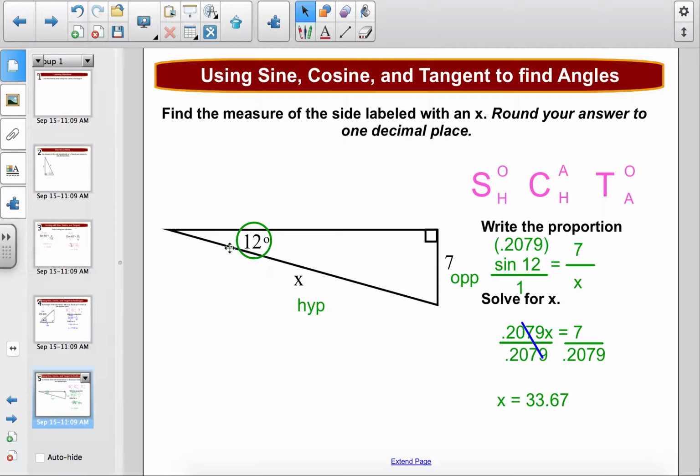So again, that represents the length of this side. Does that side look like it's about 33? Well, if that's 7, it's definitely longer. It seems reasonable. All right, let's do it again.